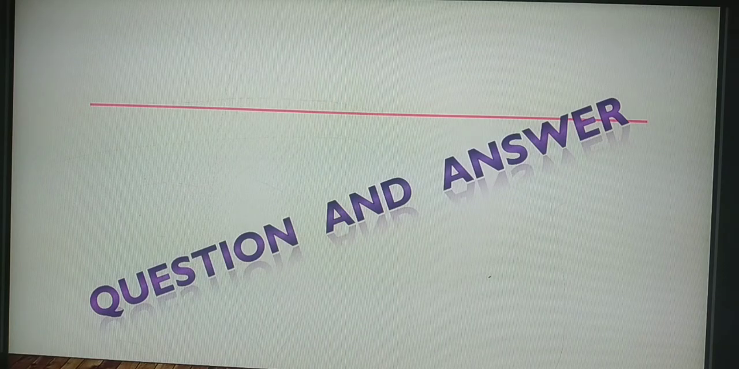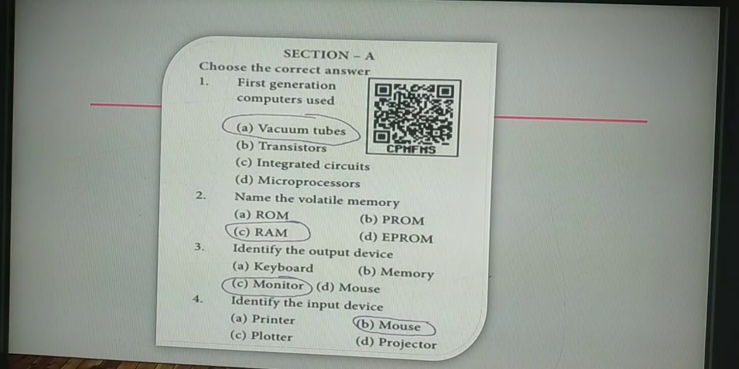Yes, first we can discuss your book back, that is your section A. So choose the correct answer. What is the answer for the first one? What is the question given? First generation computers used? Yes, the answer is vacuum tubes. Second one, name the volatile memory. What is it? Yes, RAM. Third one, identify the output device. From the options you will be easily able to identify. Yes, it is your monitor.